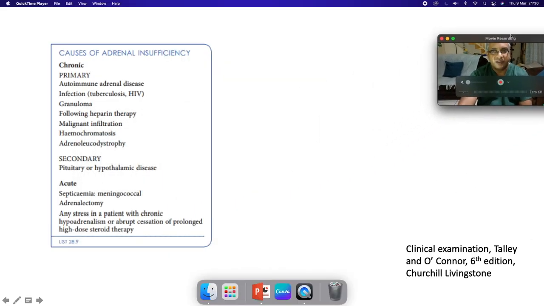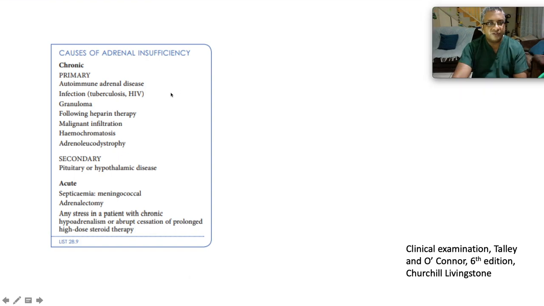So let's now talk about causes of adrenal insufficiency. It can be split into chronic and acute flavors, and chronic is divided into primary and secondary. Causes of primary chronic Addison's or adrenal insufficiency include autoimmune adrenal disease. And remember, these autoimmune conditions often keep company and stick together in one family. They are what we call the autoimmune polyglandular syndromes. We'll talk about that later.